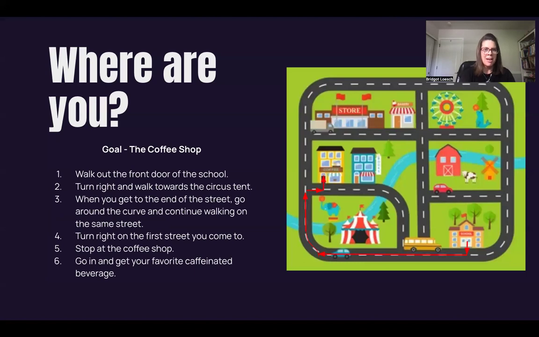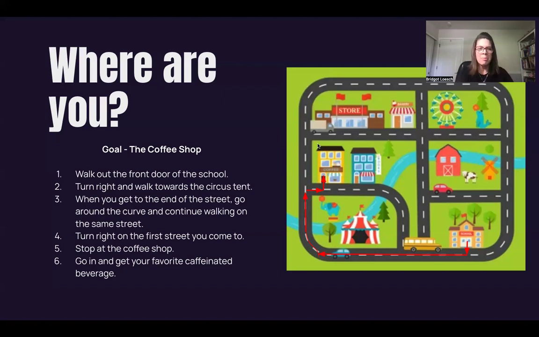Okay. Here we go. First, let's start with the goal. Our goal is the coffee shop. Okay, so here's the directions this time. Walk out the front door of the school. So there we are. We started right here at the front door of the school. Turn right. Walk towards the circus tent. When you get to the end of the street, go around the curve and continue walking on the same street. Turn right. Here we go. At the first street you come to. Stop at the coffee shop. Go in and get yourself your favorite caffeinated beverage.